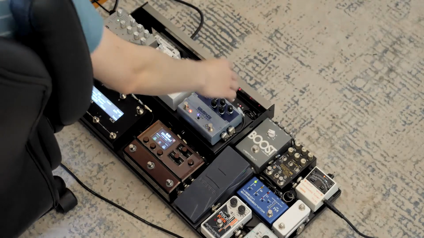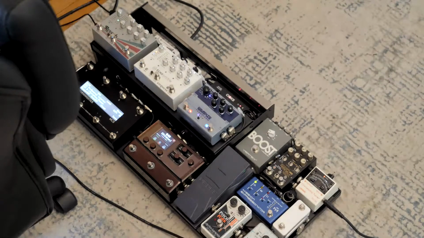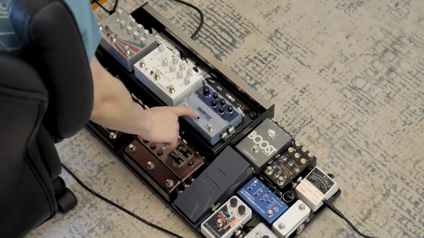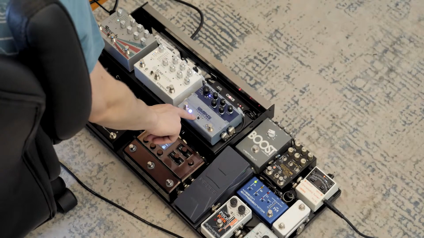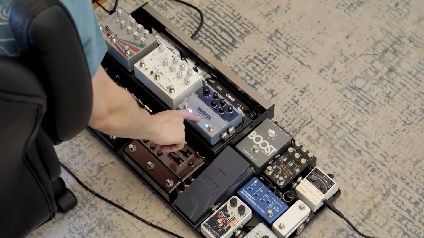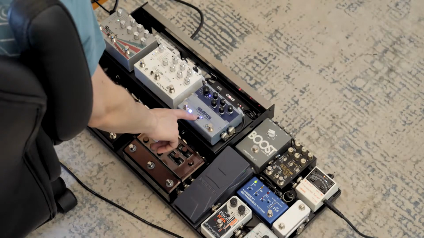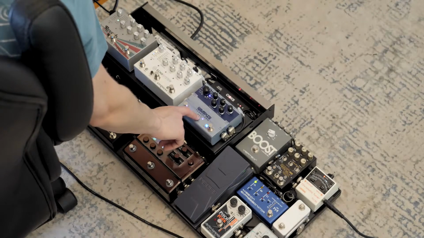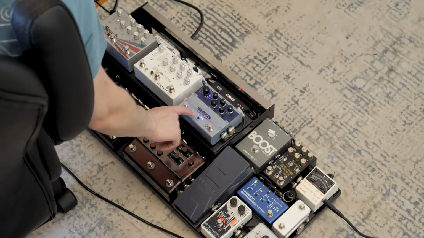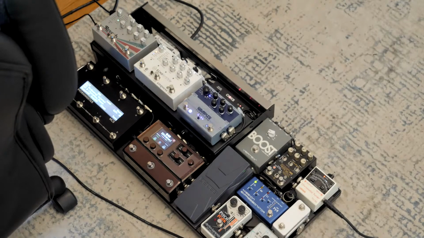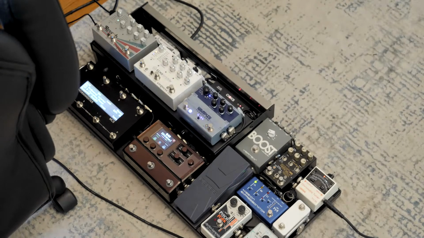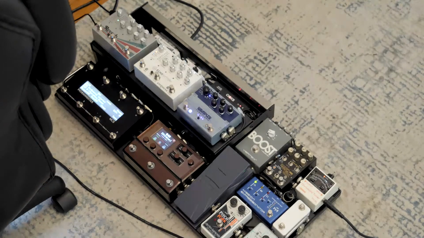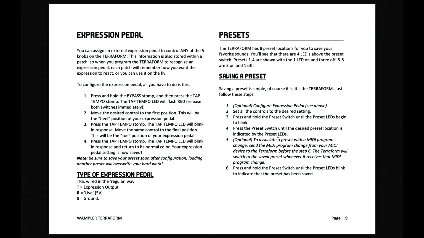Set all the controls to the desired location. And then we're going to press and hold the preset switch until the preset lights begin to blink. Should be blinking now. And at this point, you cycle through. So this is preset 1, 2, 3 on your tiny screen. Hopefully you can see it moving. 4, 5. And then when you find the spot, it looks like you press and hold the preset switch until they blink again. And at this point, if you wanted to associate the preset with a MIDI program change, this is when you send the MIDI program change from your MIDI device to the Terraform.